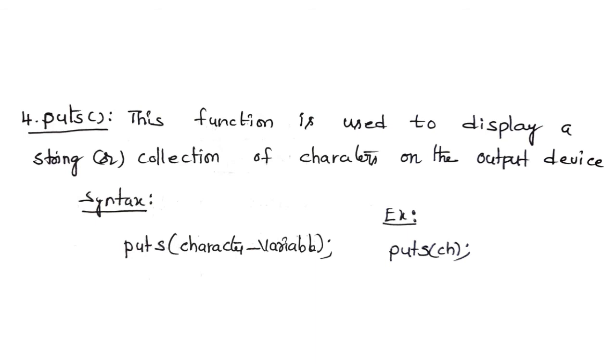Now go to the syntax, puts of character variable. Here, brackets, have you observed this one? For every function we are using these brackets. These brackets are used for the functions only. Within these brackets we are sending the variables. Now go to the example, puts of ch. ch means this is a string which is read by using the gets function. gets function is used to read a string from the keyboard, and puts function is used to display a string on the output device.